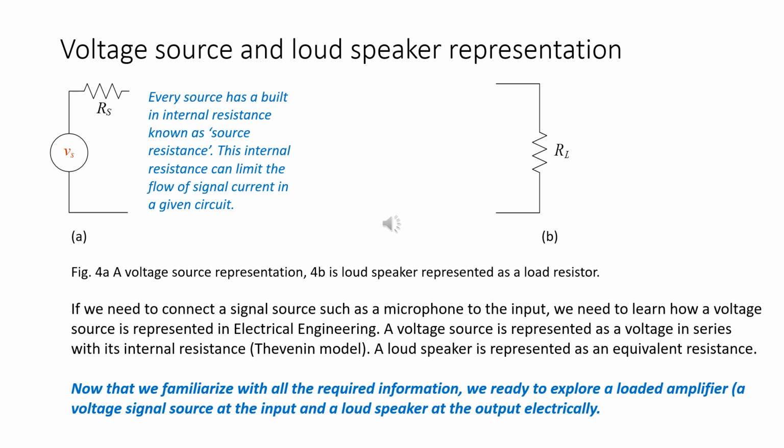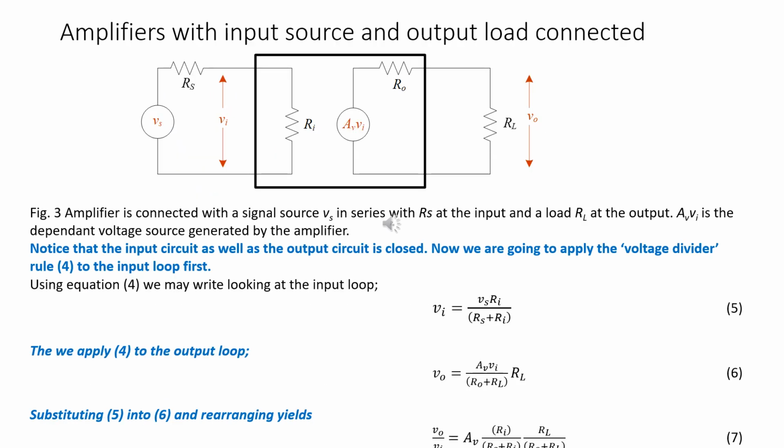Now that we are familiarized with all the required information, we are ready to explore a loaded amplifier. It is loaded with a signal source at the input and a loudspeaker at the output. Here we see the amplifier input is loaded using a signal source, that is Vs in series with Rs, and Ri now. We can see it is a voltage divider. So we can find voltage Vi using the voltage divider expression we have seen earlier. Equation 5 shows that. The point that we are going to notice here is that Vi is smaller than Vs. So Vi is only a fraction of Vs.